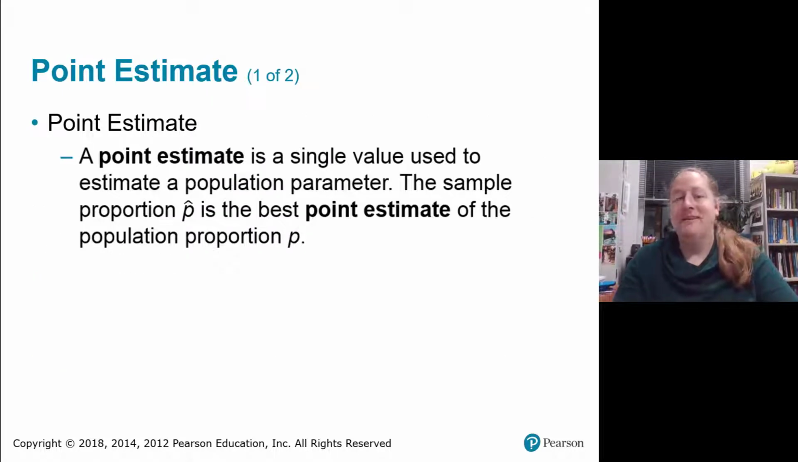So first off, a point estimate. A point estimate is a single value used to estimate a population parameter. The sample proportion p hat is the best point estimate of the population proportion p, like we said earlier.